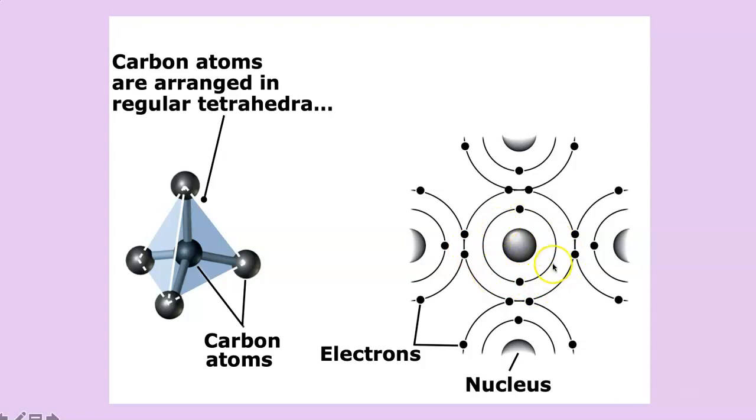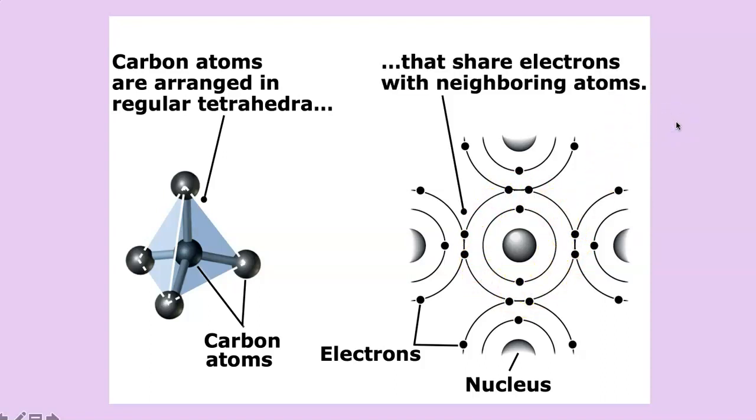If we look at this in a slightly different way, here's the nucleus of the carbon atom. Here are 2 electrons in the first shell, and then it has 4 electrons in the outer shell. Remember, that makes a total of 6. Well, if each of those atoms shares their outer electron with another atom, then we end up with 8 in the outer shell of the carbon atom. And again, that is very stable. So this is a good example of sharing bonds.